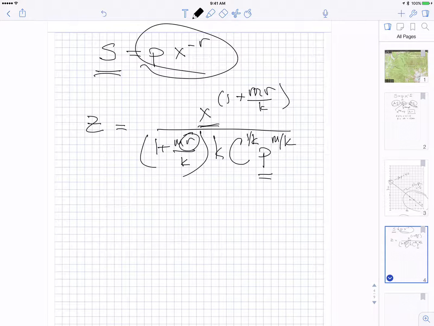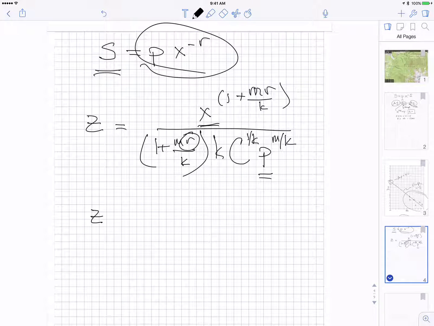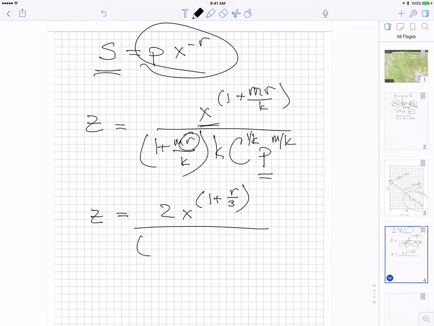When we simplify it a little bit, you go through all the arithmetic, you end up with z equal to 2x raised to the 1 plus r over 3, divided by 3 plus r, c to the 2/3, p to the 1/3. So that's not bad, and that's actually fairly simple.